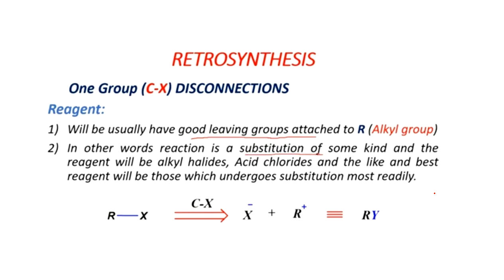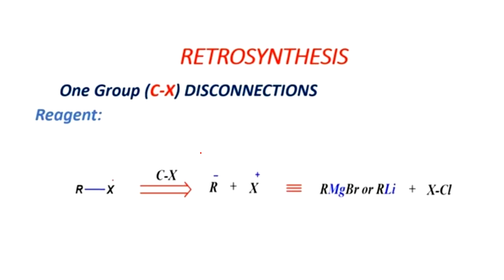In this case we are studying a CX group disconnection. There is a fragmentation of this RX bond. In the RX bond we are doing the disconnection like this, so X negative and R positive. Always remember, the R group always contains a positive charge. So we have to do fragmentation in such a way that this is nothing but the RX group.